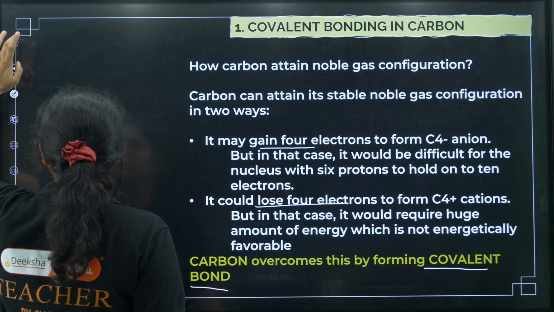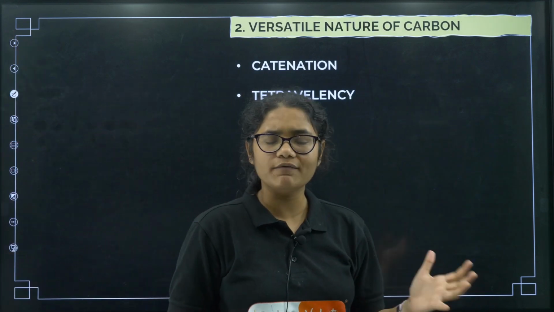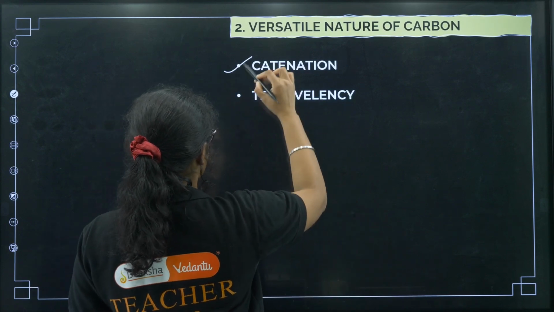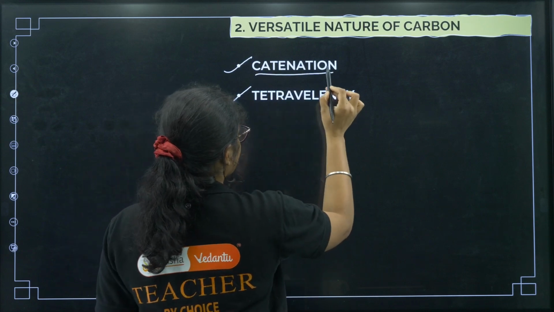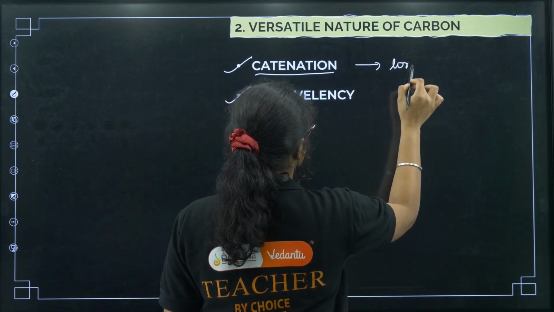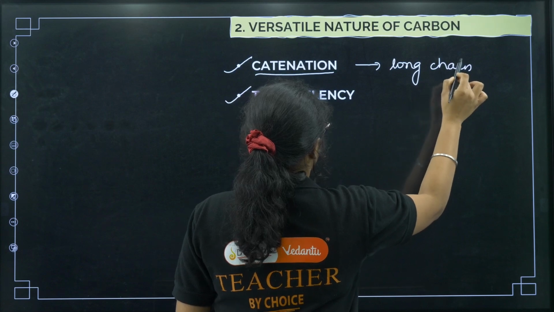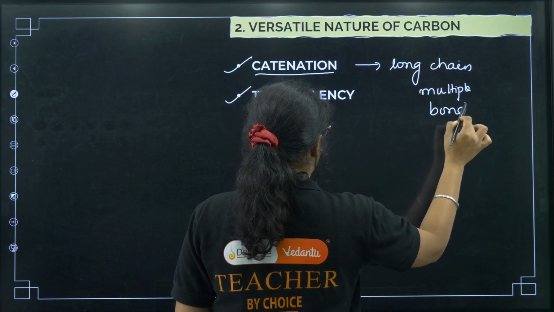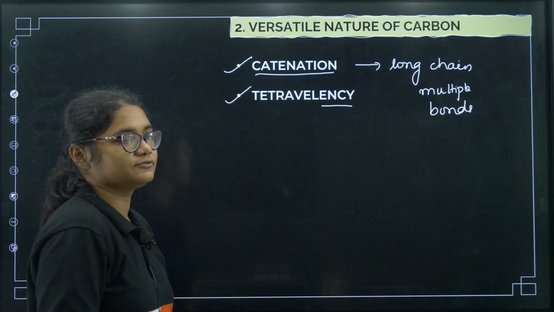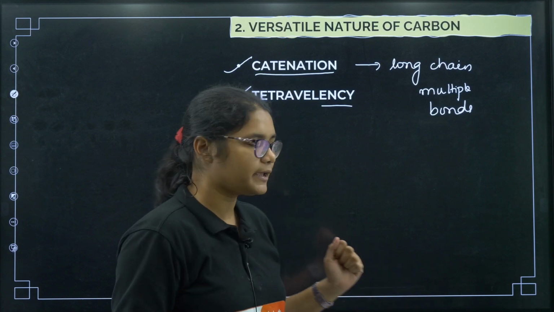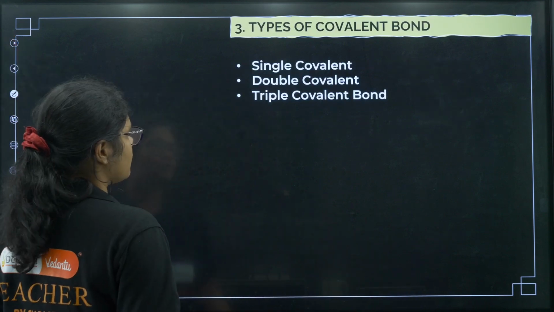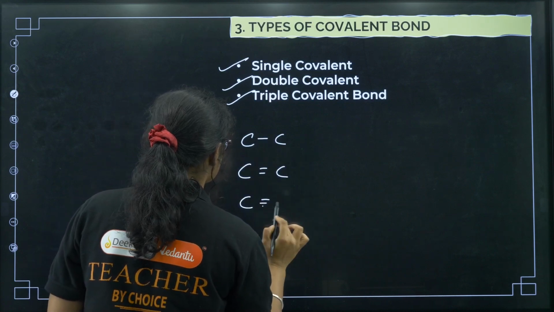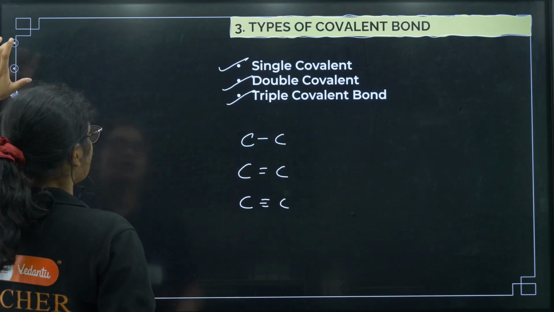Now carbon can form a lot of covalent bonds. That is because of two important properties of carbon, its catenation property and tetravalency. Catenation allows carbon to form long chains, and it also allows carbon to form multiple bonds. In case of tetravalency, carbon has 4 valencies, so it can form 4 bonds. Next, coming to types of covalent bond, we have single, double and triple covalent bonds. This is a single bond, this is a double bond and this is a triple bond between 2 carbon atoms.